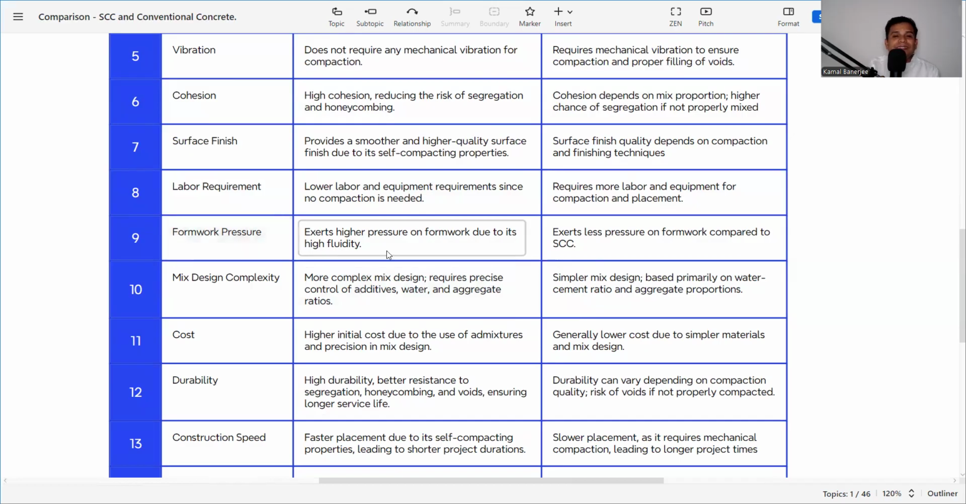There is a formwork pressure. It is higher in self-compacting concrete. That is why you need to design the formwork as per the pressure generated. That leads to specialized workers and increases the cost. But for conventional concrete, the formwork pressure is less compared to SCC, so the conventional method we can use.